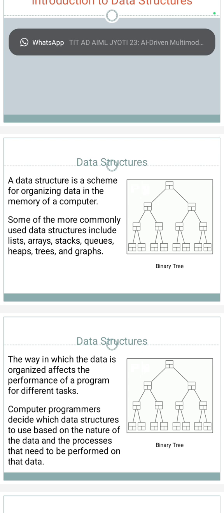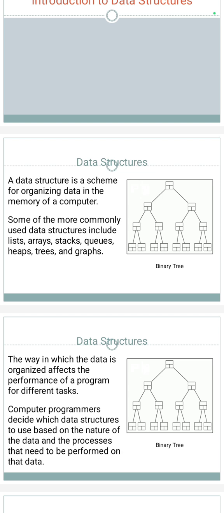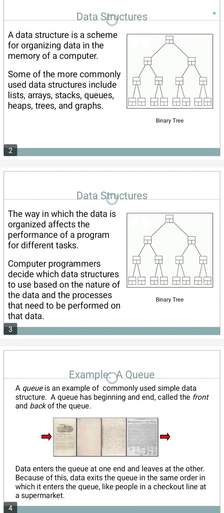Some of the more commonly used data structures include lists, arrays, stacks, queues, heaps, trees, and graphs. So we can further classify the data structure as linear and non-linear. Linear data structures include lists, arrays, stacks, queues, and non-linear data structures include trees and graphs. The way in which data is organized affects the performance of the program for different tasks.